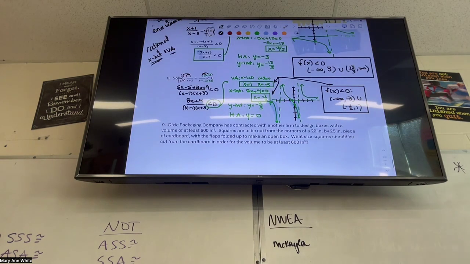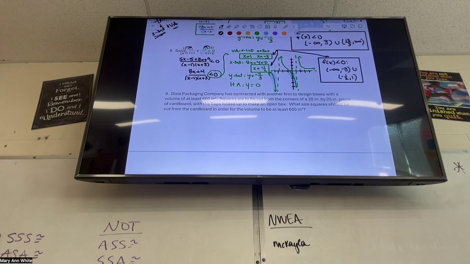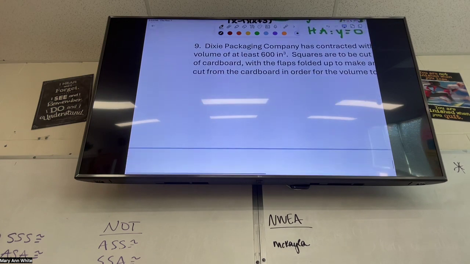It says, Dixie Packaging Company has contracted another firm to design boxes with a volume of at least 600 inches cubed. Squares are to be cut from the corners of a 20-inch by 25-inch piece of cardboard and with the flaps folded up to make an open box. What size square should be cut from the cardboard in order for the volume to be at least 600 inches cubed? What should I draw a picture of to model this? A rectangle. What else? Four corners. X is on each of those corners.